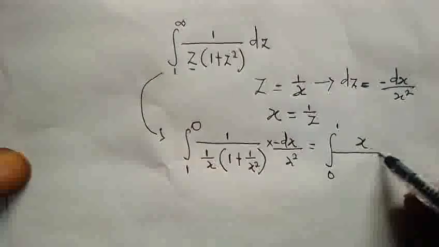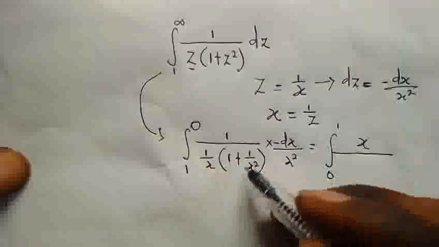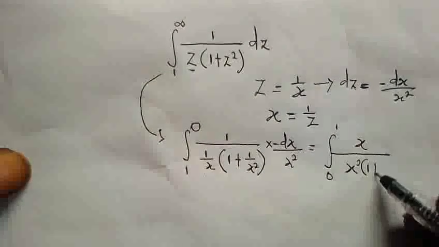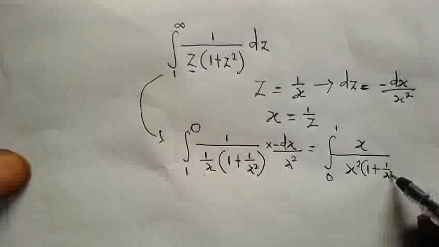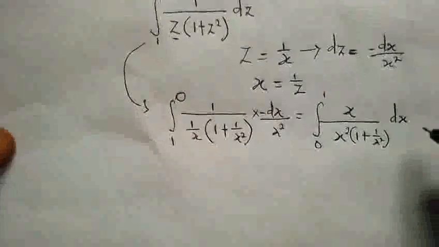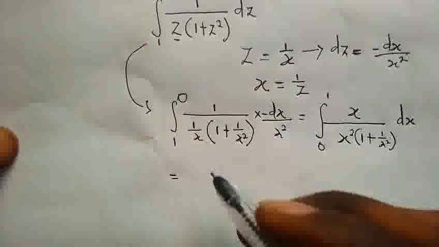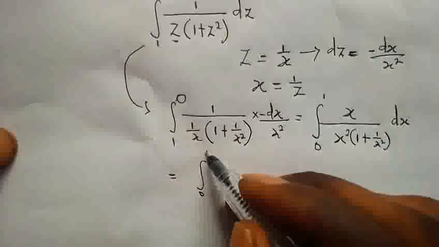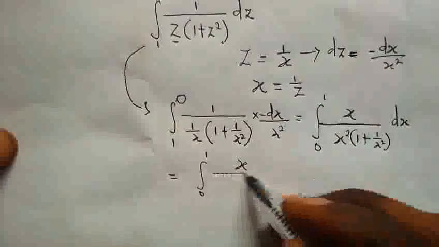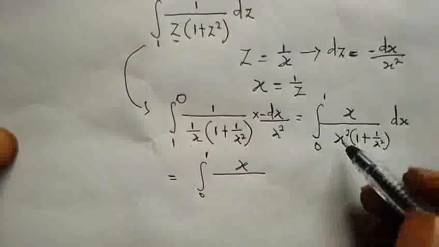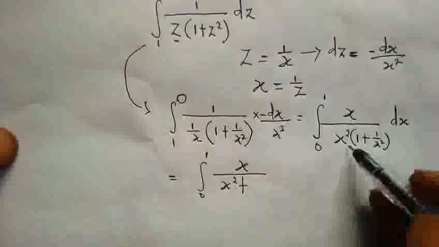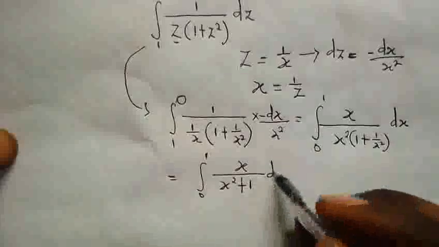So here we have 1 all over 1 all over x, so that is equal to x all over x squared times (1 plus 1 all over x raised to power 2), then dx. So from here we have the integral from 0 to 1 of x all over, opening this bracket, x squared times 1 is x squared, plus x squared times 1 over x squared is 1, dx.